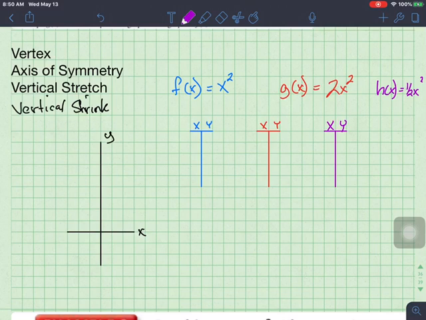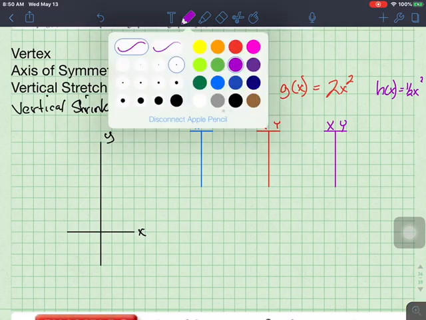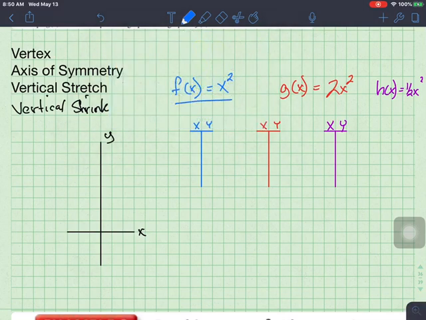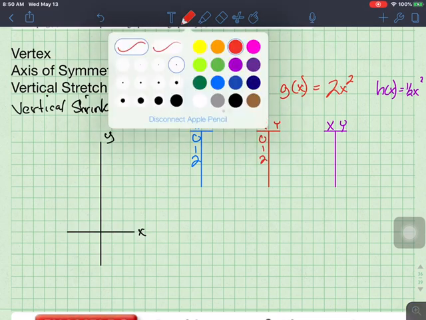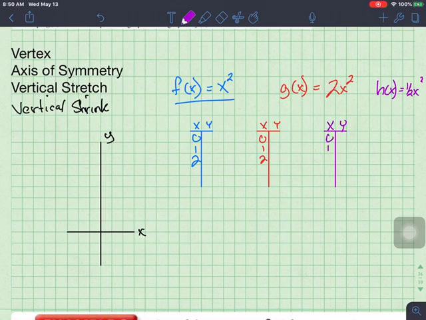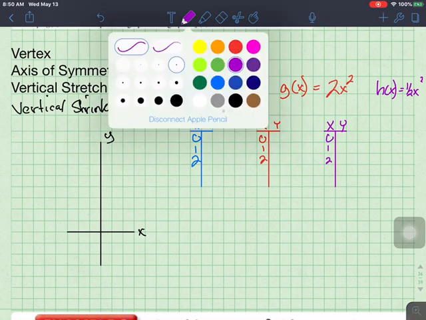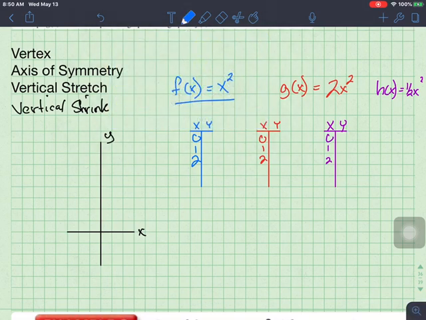So we're going to go ahead and graph the base. We're basing everything off of this. And so we're going to use the inputs of 0, 1, and 2. Makes everything really pretty easy to figure out. So if I put 0 into x squared, I get 0. I put 1 in, I get 1, and 2, I get 4. Okay? So let's go ahead and graph that real quick.